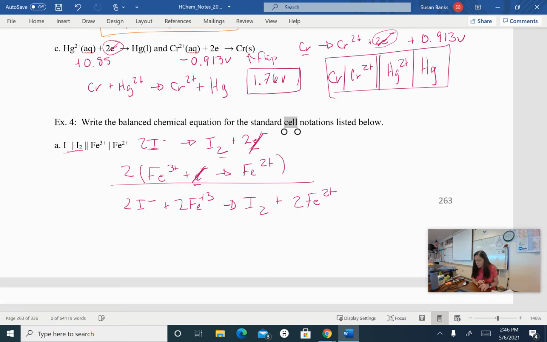Now, if I want to figure out the cell potential here, I could also look that up. So iodine cell potential here is a negative 0.5363, and iron cell potential here is a positive 0.771 volts. So if I add this all together, I get a positive 0.235 volts. Okay, so that cell is spontaneous.